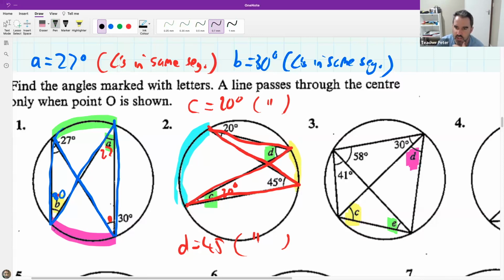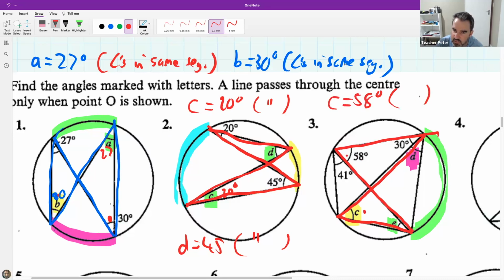Let me know in the chat if you're done with 3 or if you've got a value for C and E and D. I'll start giving some hints now. Where would I start? I think I would start by looking at this arc over here. And then this would help me find C, because I think that this angle over here goes with this one here. So C is 58 degrees. And again, it's the same reason as above.